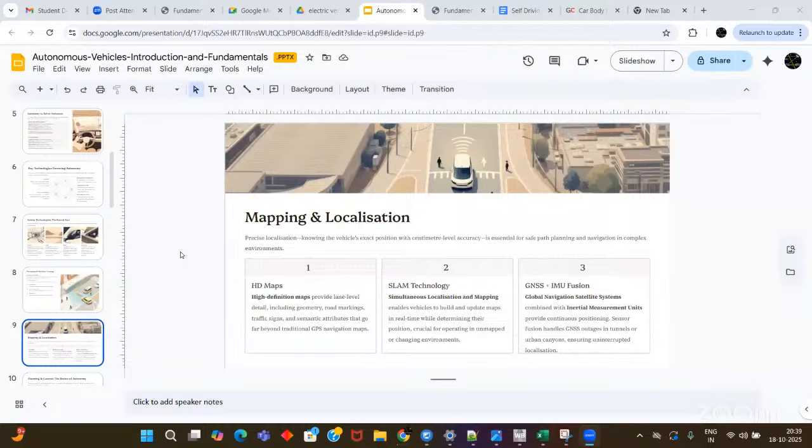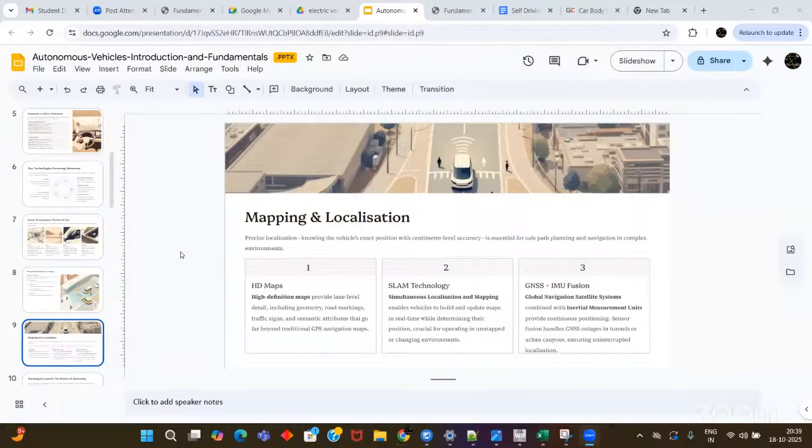So your HD maps provide lane level detail including geometry, road markings, traffic signs, and semantic attributes that go far beyond traditional GPS navigation maps. Okay. Second is SLAM technology. SLAM is very much important. I would suggest you go back home after this class, open Google and search about SLAM, watch some videos on YouTube, because it is very much in demand in today's world.